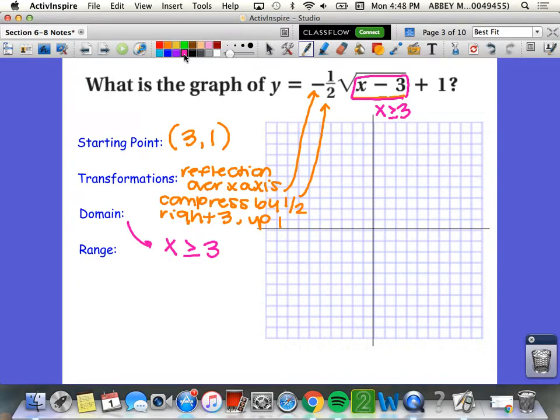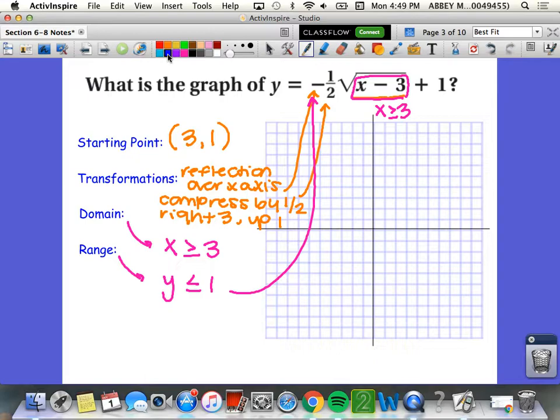For your range, okay, this one's a little tricky. Your y values are actually going to be less than or equal to positive 1. Why is it less than or equal to? You guessed it, it's because of that negative out front. Okay?